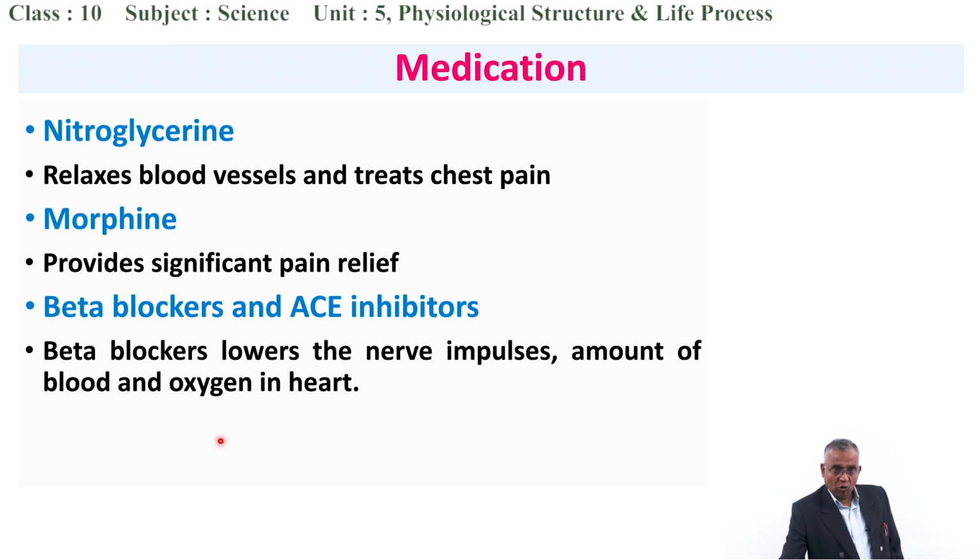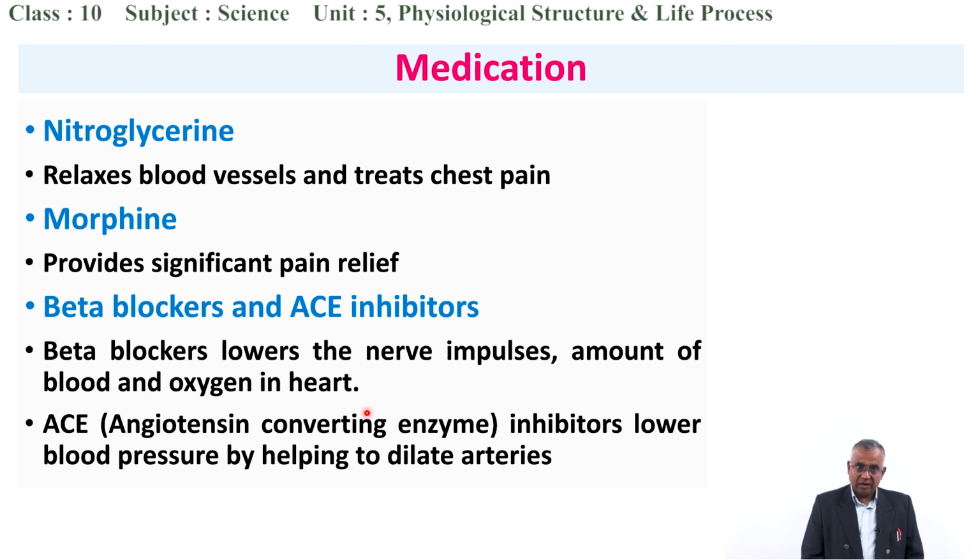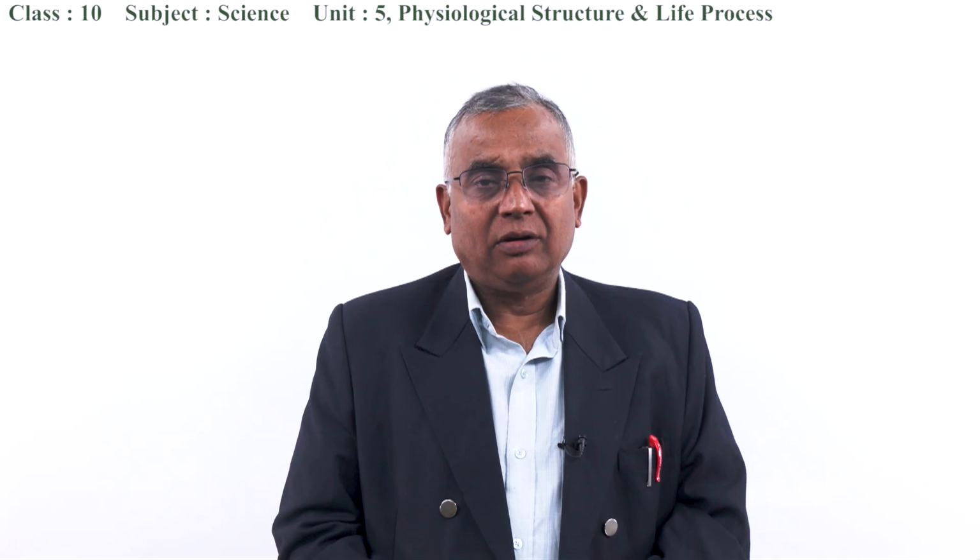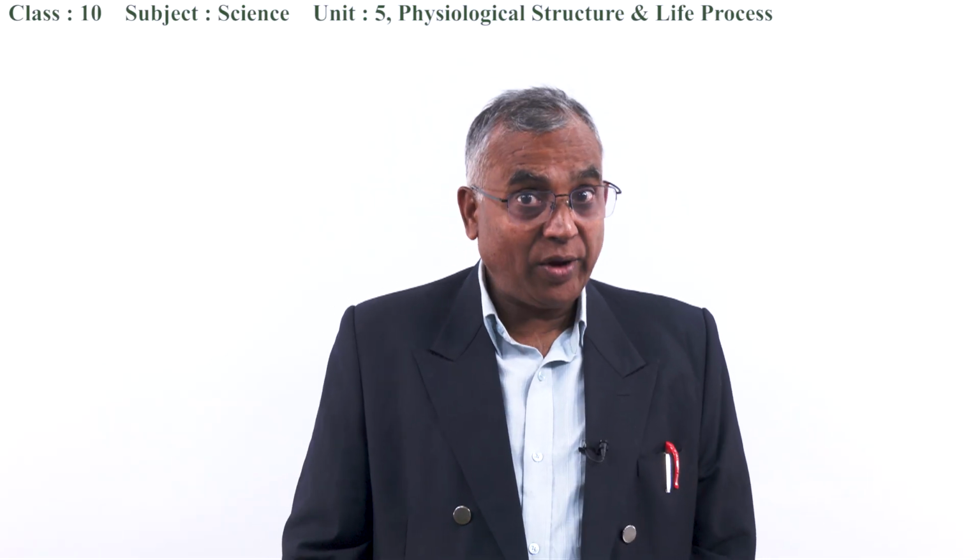Beta blockers lower the nerve impulses, and the amount of blood and oxygen the heart needs, by which the heart works gently, not forcibly. And ACE, or angiotensin converting enzyme, inhibitors lower blood pressure by helping to dilate arteries. They also dilate arteries, by which blood pressure is reduced. So these were some medicines which are used in heart attack. They are taken to relieve heart attack in different ways.